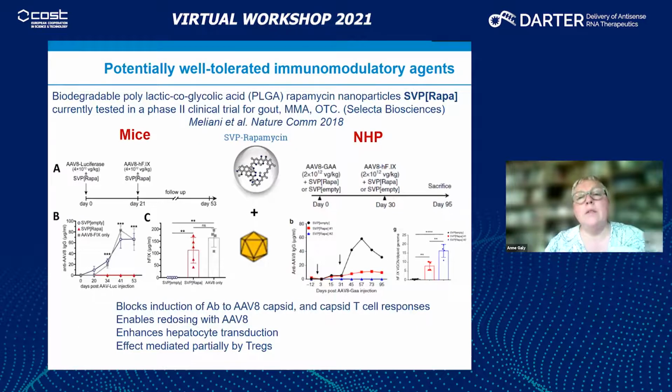There's another alternative also that was shown by Federico Mingozzi and colleagues, which is to use nanoparticles that encapsulate rapamycin. So they are used at low dose and it's not toxic, and they can be used in mice or in non-human primates, again, to block the induction of antibodies to the AAV8 capsid and to enable the redosing and facilitate transduction. So this effect is clearly blocking the activation of the T cells, but perhaps also inducing the population of Tregs in this context.